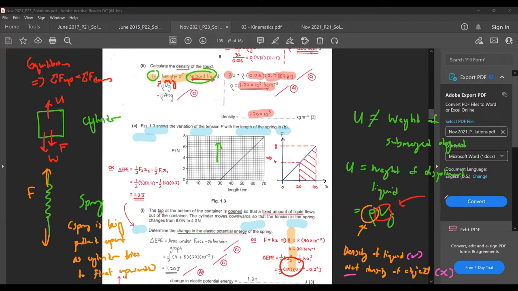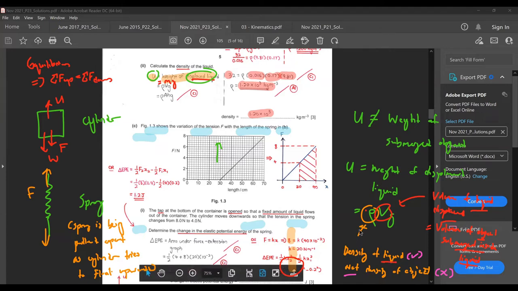And then this one here is the volume of liquid displaced, which still happens to be the volume of object submerged. It's the volume of object submerged inside liquid. Okay, that's where the similarity is now in terms of the volume. Volume of liquid displaced is the same as the volume of object that is submerged inside the liquid. Okay, but when it comes to the density, it's two completely different things. You are using density of liquid, not the density of the object. Okay, so that one is okay.